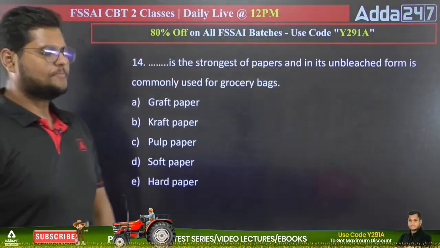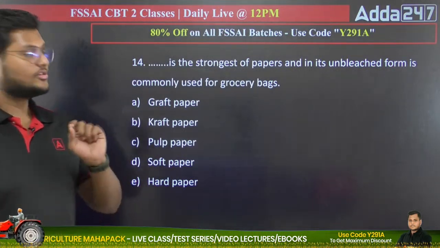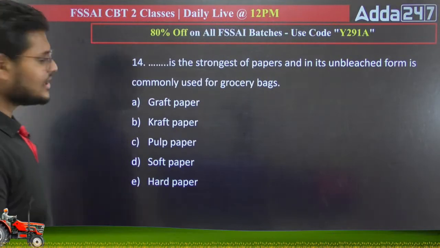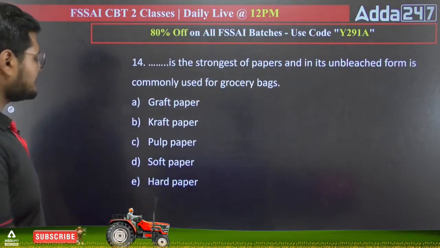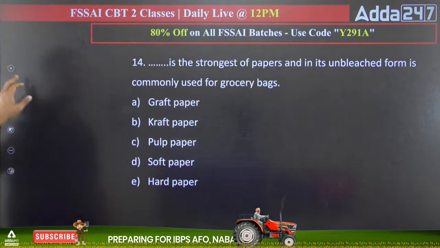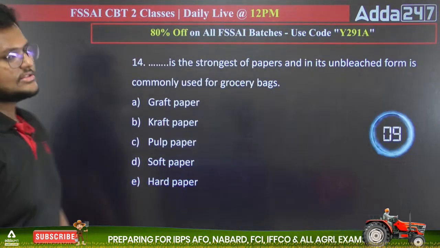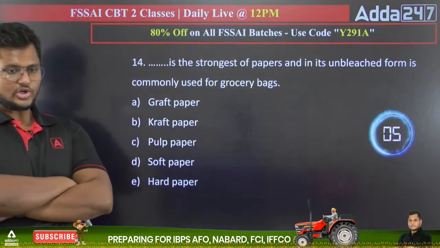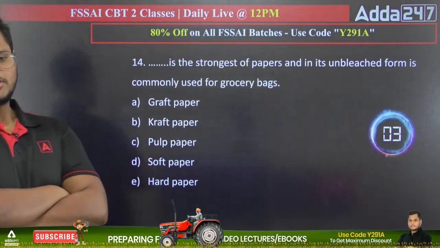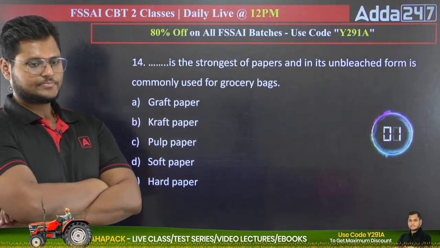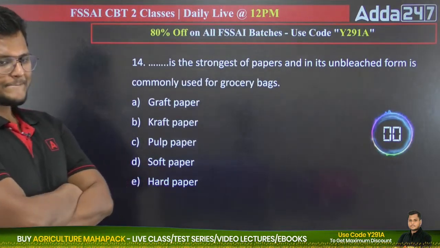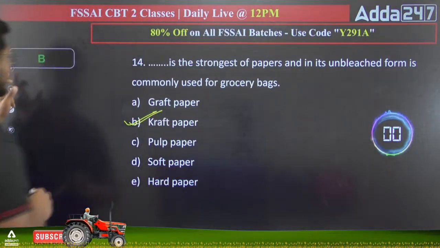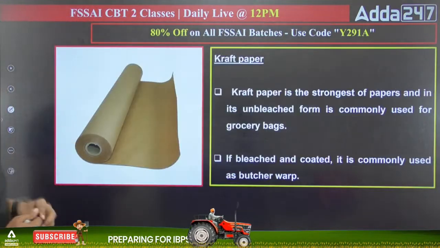Dash is the strongest of papers and its unbleached form is commonly used for grocery bags. Kraft paper, this is kraft paper, graph paper, pulp paper, soft paper or hard paper. This is the strongest of papers and its unbleached form, where bleaching is not done, it is used for grocery bags. The right answer here is B, that is kraft paper. Okay, so this is the kraft paper here.